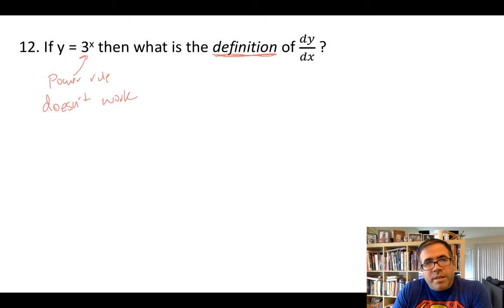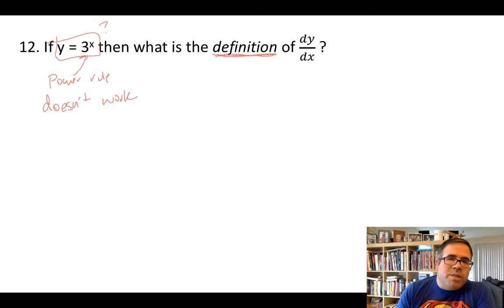If the x is in the exponent, this is an exponential function. It behaves fundamentally differently than our polynomial functions that we use the power rule on. So remember, power rule is when our variable is the base, not the exponent. At this stage in calculus, we still do not have the tools to address this and actually find what the derivative is. But I didn't ask you that. I asked you what the definition of the derivative of it is.